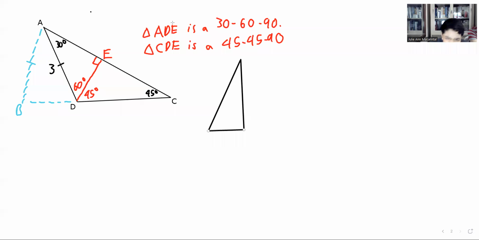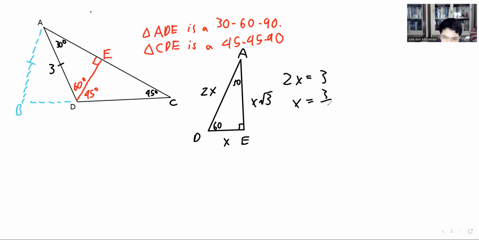Okay. So now let's assume this is a 30-60-90 triangle. So its dimensions are 2x, x, x square root of 3. Since we know this side, it's just rotated. You can put the vertices if you want, just to connect them. So from here we can find that since 2x equals 3, then x is equal to 3 halves. So we have found DE.